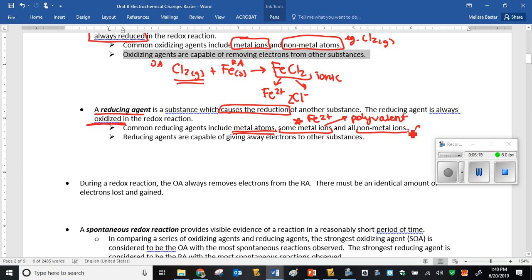Non-metal ions would be things like these guys, all the ones with negative charges. And so they're the ones that give away electrons. They get oxidized.